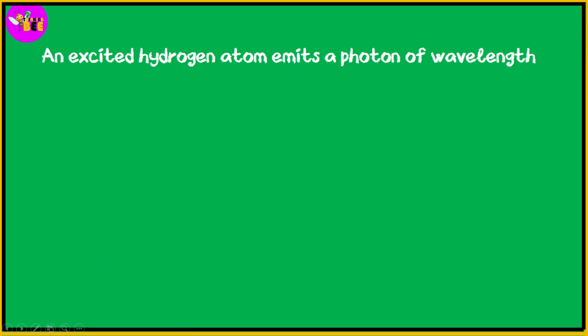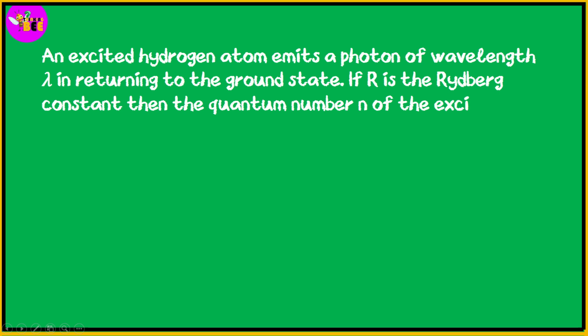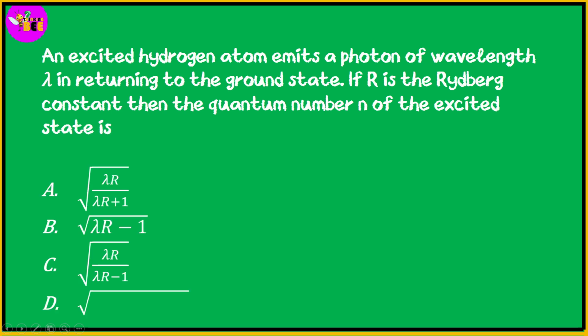Now, moving on to the last question. An excited hydrogen atom emits a photon of wavelength lambda in returning to the ground state. If R is the Rydberg constant, then the quantum number n of the excited state is: A, root lambda R by lambda R plus 1; B, root lambda R minus 1; C, root lambda R by lambda R minus 1; or option D, root lambda R into lambda R minus 1.